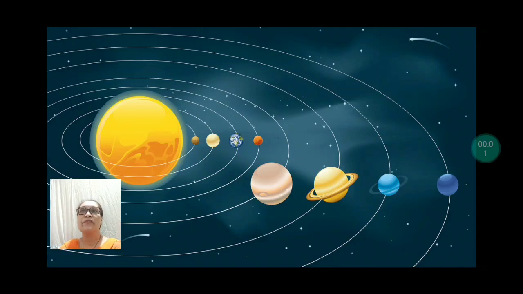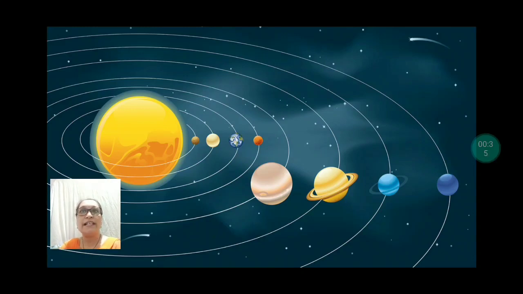See, here is our solar system. Aren't you curious why all these planets move in a particular orbit? And the answer is simple: gravitation. There is a force of attraction between the sun and the planets, due to which these planets move in their respective orbits only.